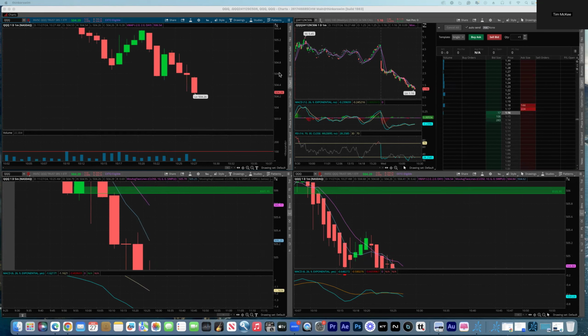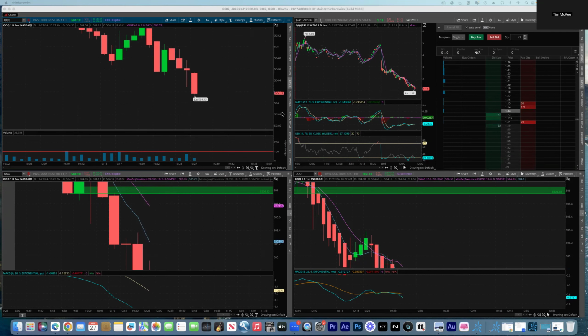I'll wait for another reversal here. That last little reversal just was not very high. So let's see if we get another little reversal before we continue down, although we're getting a strong push down right now.